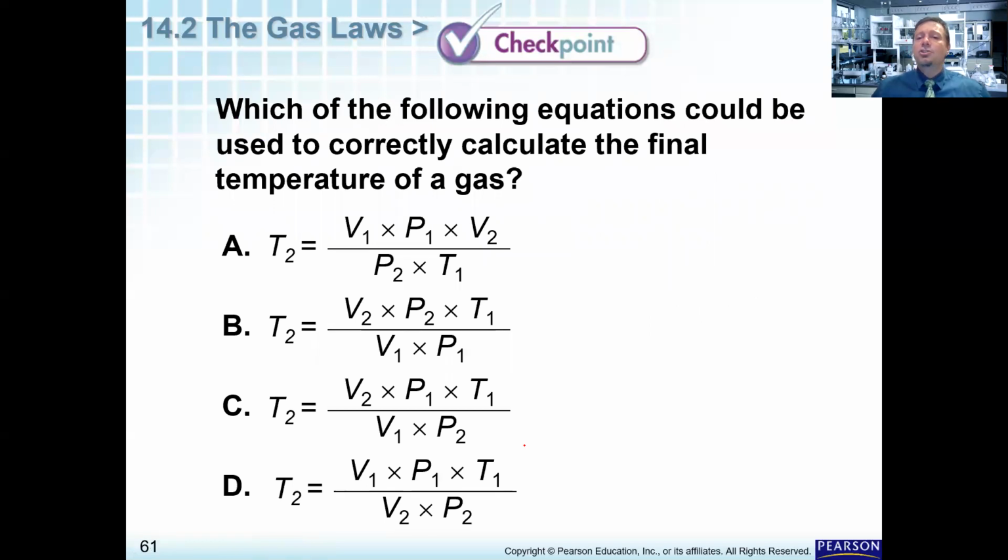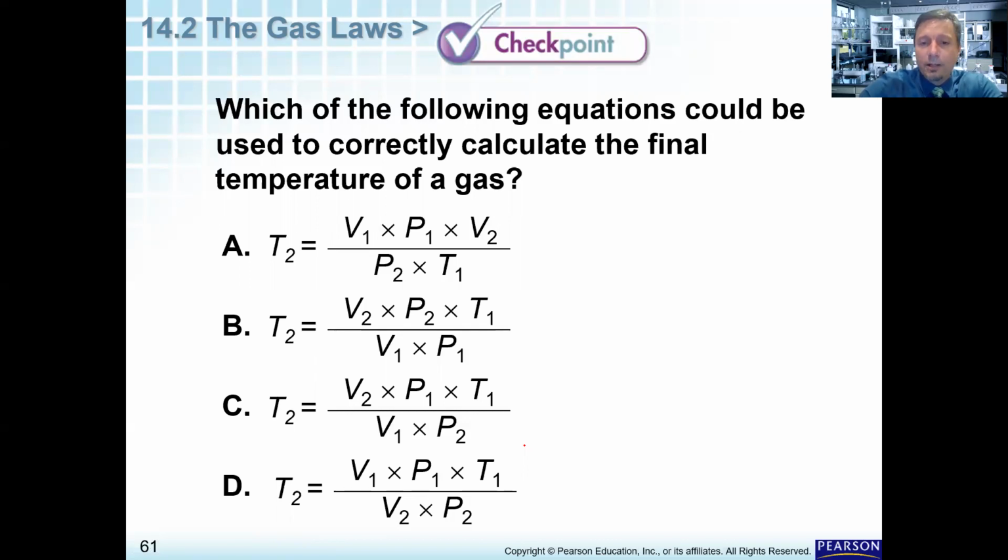So here's a checkpoint question. You might want to pause the video and try this on your own, and then we're going to come back and do it. All right. Which of the following equations could be used to correctly calculate the final temperature of a gas? So that is looking for T2.